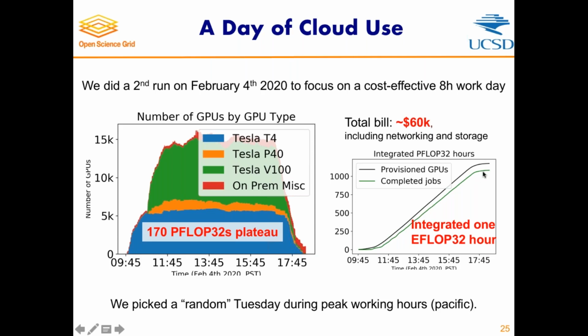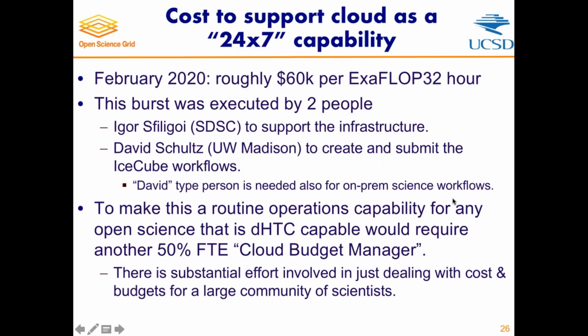You also notice there's a little bit of difference between provisioned GPUs and completed jobs. Given that all of this was cheap, we ran this as a spot market effectively. And part of this is preemption, part of this is edge effects when jobs completed and we didn't immediately give back the GPUs. So we kept track of the valuable consumption and, in a way, you can say the waste that we had to pay for. Then the cost to support this.